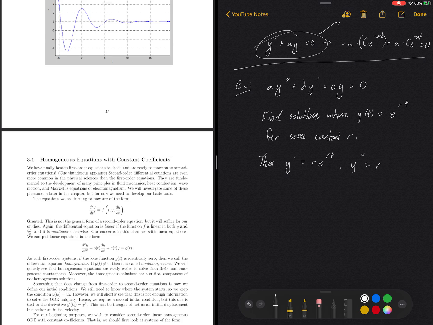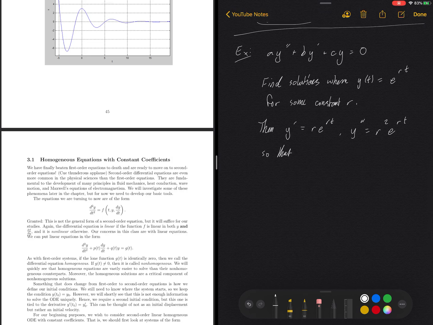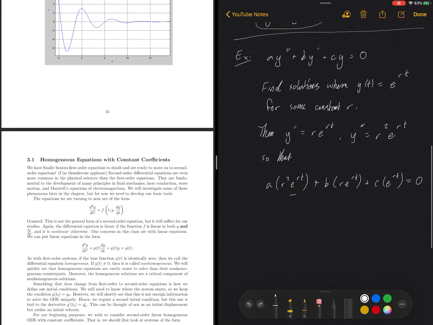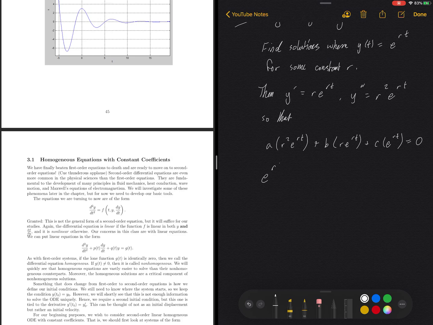But for right now, suppose that we did have a solution that looked like e to the rt for some constant r. Then consider that y prime is equal to r times e to the rt. And y double prime, another application of the chain rule, will give us another factor of r out front. We can take these proposed derivatives and plug them into the differential equation. So for y double prime, I'm using r squared e to the rt, for y prime, r e to the rt, and for y, I just plug in e to the rt. And I would like this to be 0 for all t.